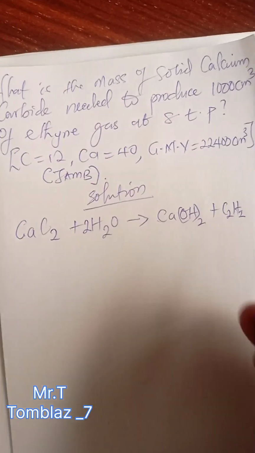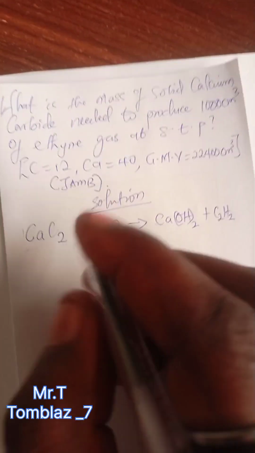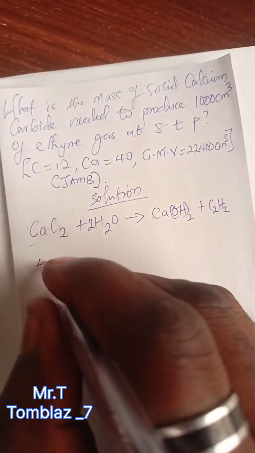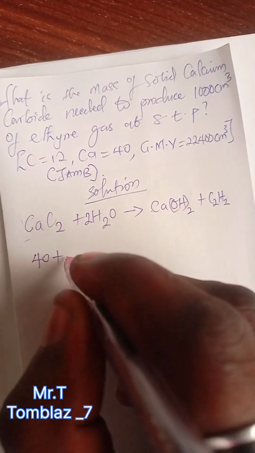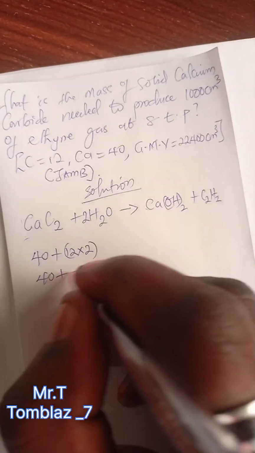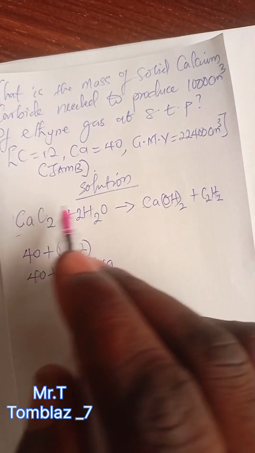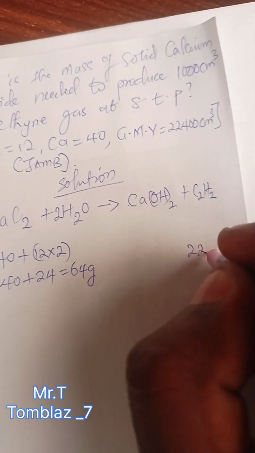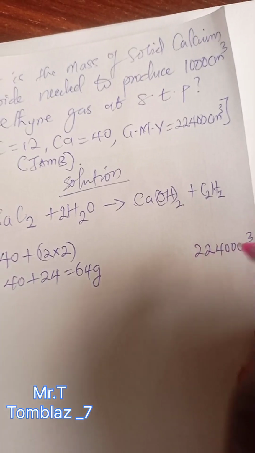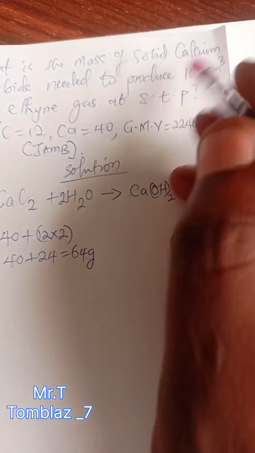So if we have balanced the equation now, let's find the relative atomic mass of the what? Calcium carbide. So given the atomic mass of calcium to be 40 and carbon 12, here we have 40 plus 12 times 2. So we're having 40 plus 24, which gives you what? 64 grams. So 64 grams of calcium carbide will produce 22400 centimeters cube at STP, right? But then they say we should find the one that 1000 can produce.